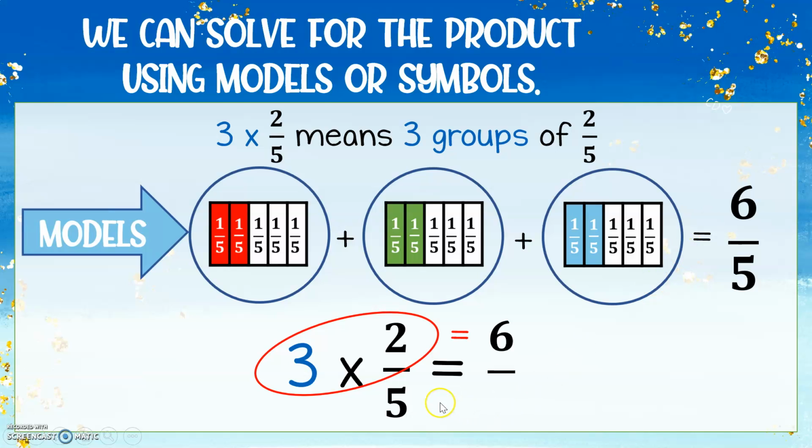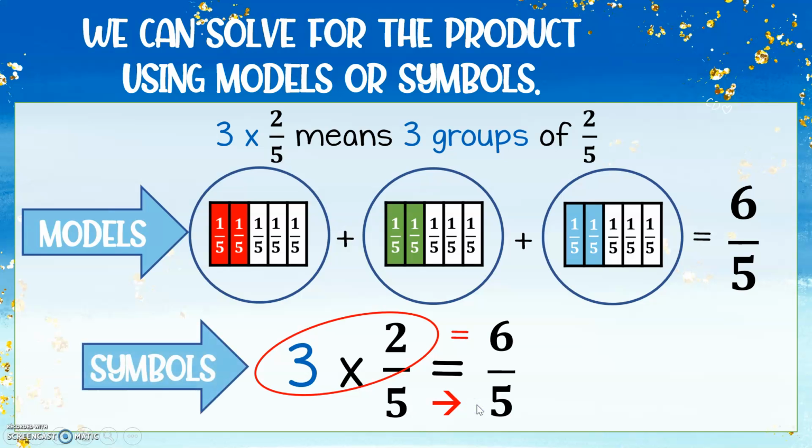Now, the denominator is easy. It just stays the same as the denominator of our factor. So if it's fifths here, the answer is going to be fifths. Even when we solved using symbols, we got the same product. So whichever strategy you're more comfortable with is a strategy you can use.